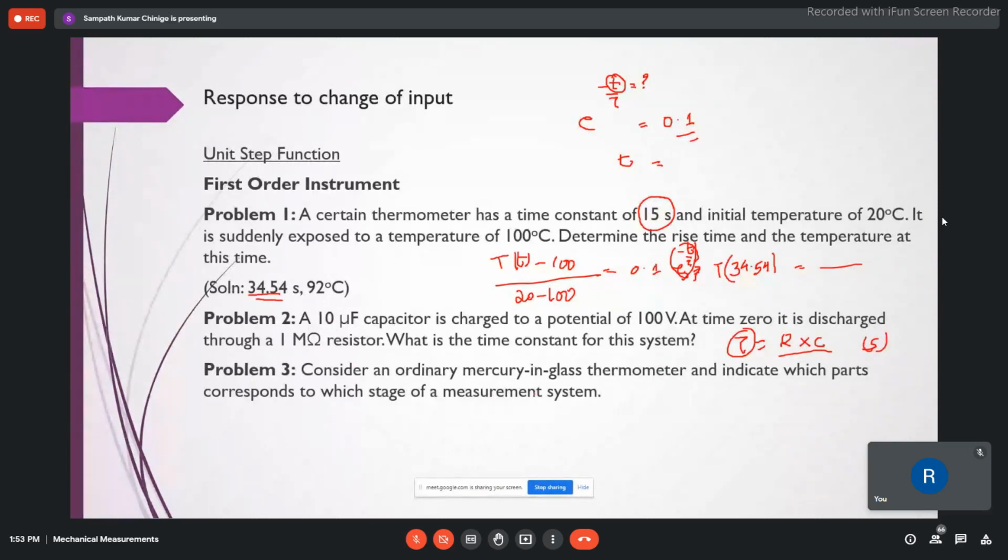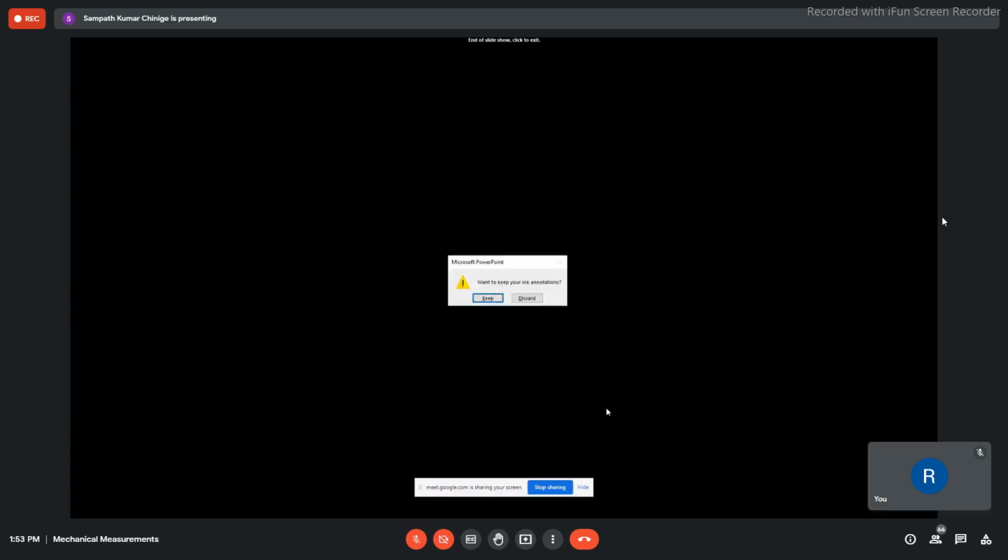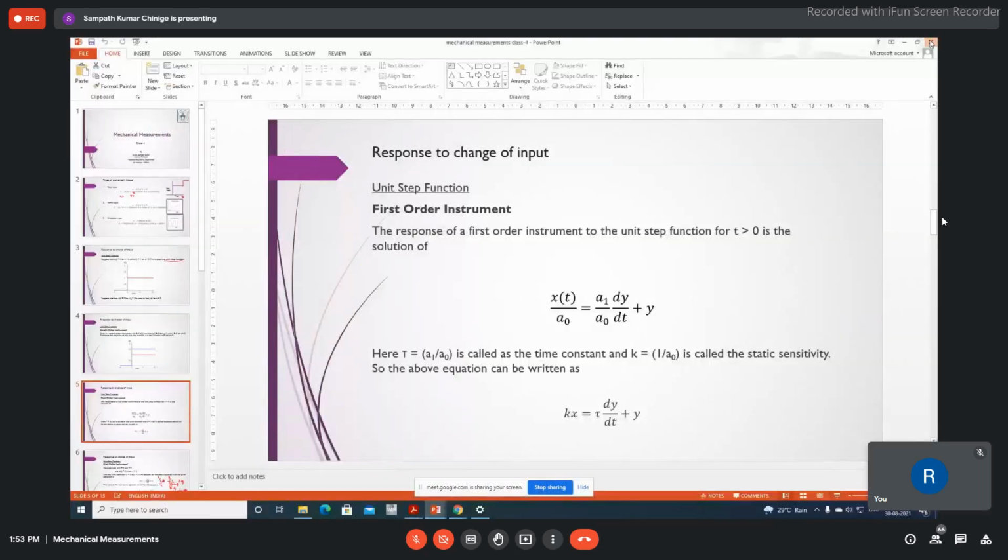Now the third one: you can take an ordinary mercury-in-glass thermometer and indicate which parts correspond to which stage of the measurement system. This we have already seen with the bellows type of pressure gauge, so it is a similar kind of thing. You can expect this kind of question in the mid exam, the minor examination. Okay, so let us move on to today's class.